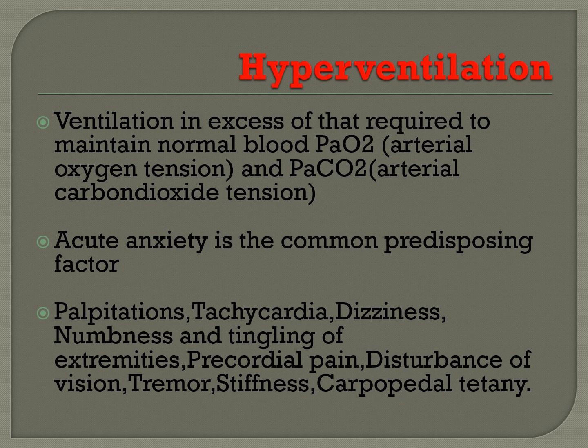Next, hyperventilation. It is the breathing in excess of that required to maintain the normal blood partial pressure of oxygen, that means arterial oxygen tension and partial pressure of carbon dioxide. Acute anxiety is the common predisposing factor. Symptoms are palpitation, tachycardia, dizziness, numbness and tingling of the extremities, pericardial pain, disturbance, tension, tremors, stiffness, and cardiac tachycardia.